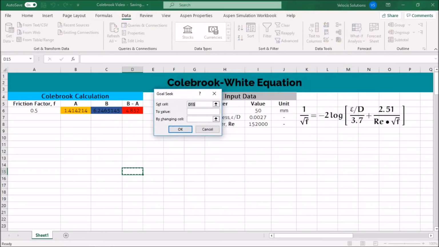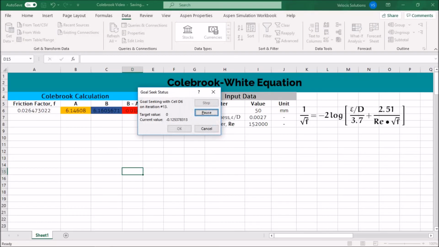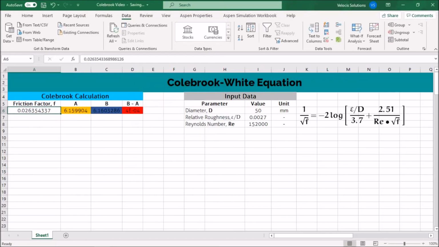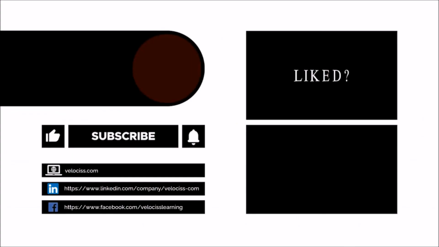In this part, we will set the cell of difference to be 0, because we want the difference to be 0 so that we will get the precise friction factor. And we will do it by changing the friction factor cell. Then click OK and wait for Excel to reveal the friction factor for you. Excellent! For our random input data, the friction factor through a pipe will be 0.02635.